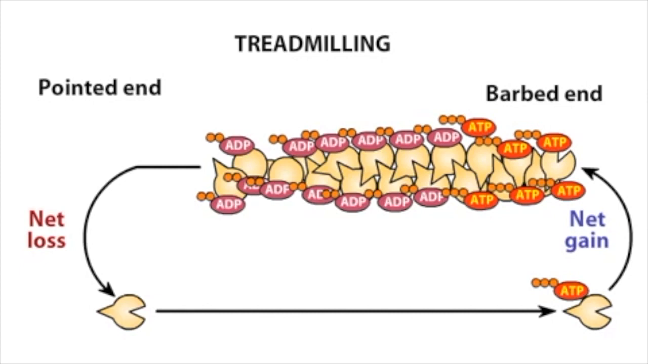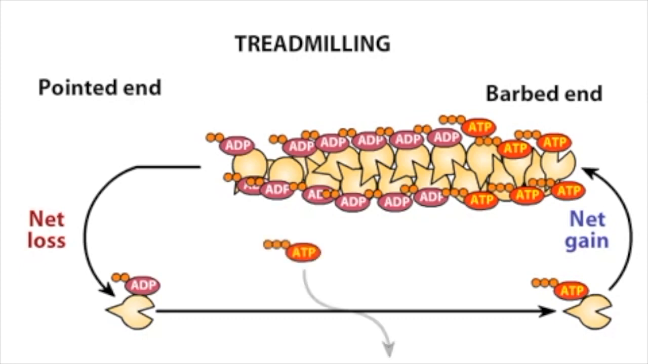ADP-bound actin, which is primarily at the pointed end of the filament, dissociates more readily from the filament than ATP-bound actin. In contrast, actin bound to ATP associates more readily with the rapidly growing barbed ends. ATP binding and hydrolysis play a key role in the dynamic behavior of actin filaments.